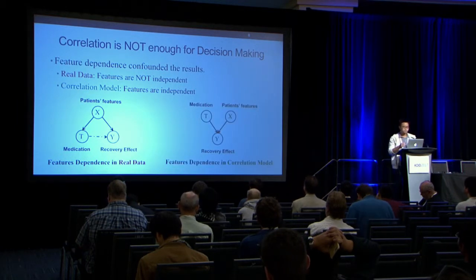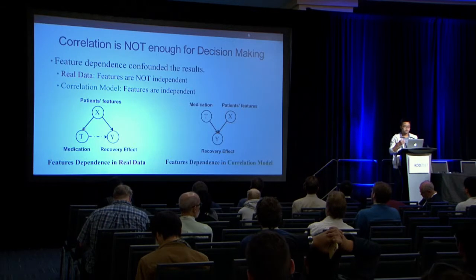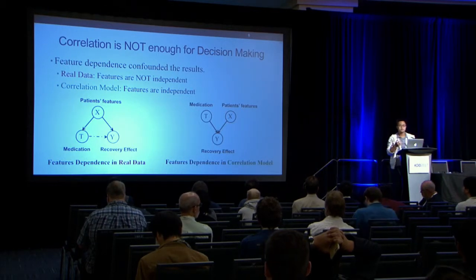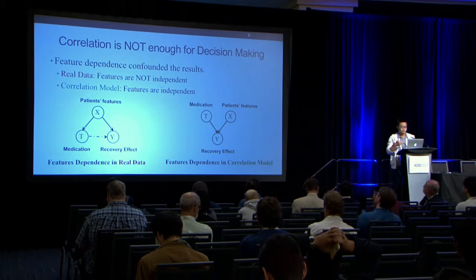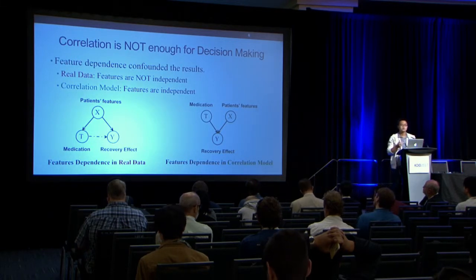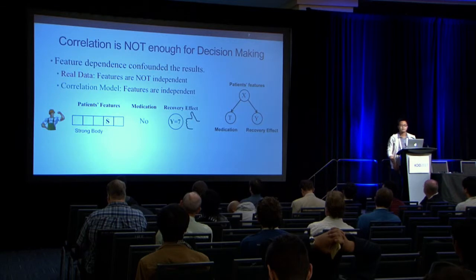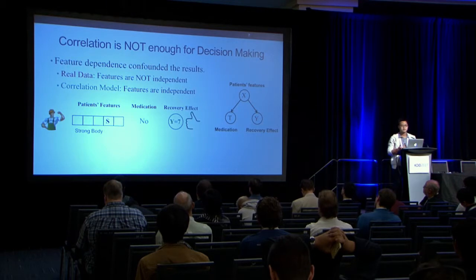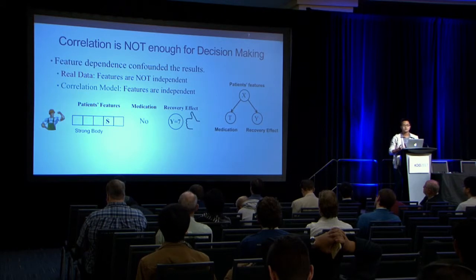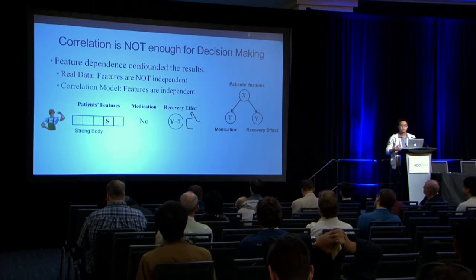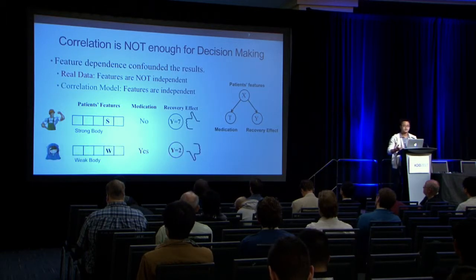So with feature dependence in the correlation model, we can hardly know the real causal effects of medication, and it would confuse us into making a wrong decision. For example, from the historical data, we will find that for most patients with very strong bodies, even without taking any medications, their final recovery effects are very great. But for the patients with weak bodies, most doctors will give them the effective medications, but we find that their final recovery effects are still very poor.